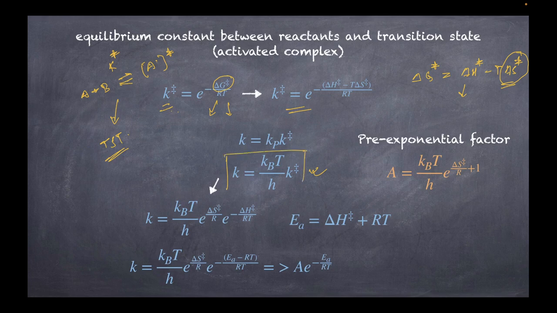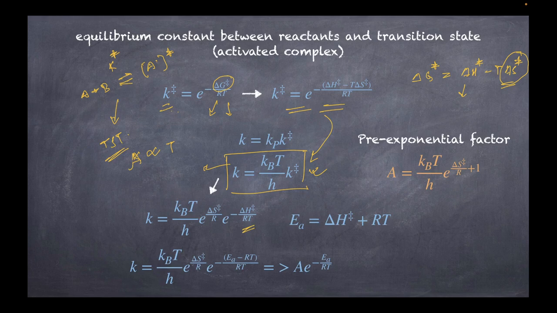Now from this expression, interestingly, in TST, that means in the transition state theory approximation, the rate constant K is proportional to temperature. The pre-exponential factor is proportional to temperature. We'll find this later. So K equals kBT divided by h, and we can put this expression in place of K double dagger: e to the power delta S double dagger divided by R times exponential of minus delta H double dagger divided by RT.